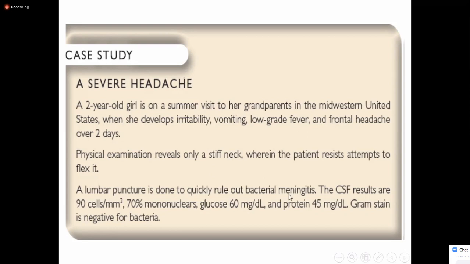Lumbar puncture, you remember lumbar puncture last lecture? I said, look to the cells. The cells are 90 cells per cubic, mainly mononuclear, and we said mononuclear goes with viral. Glucose is almost normal, protein is almost normal, and the Gram stain is negative for bacteria. Look to the phrase, negative for bacteria.